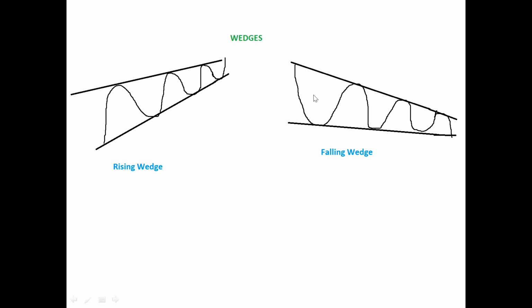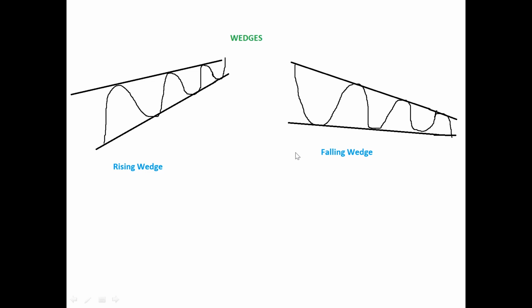Now this falling wedge is normally a bullish signal. When this wedge is formed after an uptrend, it is normally a trend continuation signal. That means the uptrend will continue. When this falling wedge is formed after a downtrend, normally that is a signal of trend reversal. That means the downtrend may now reverse and we may have a potential uptrend. Okay. So that's a falling wedge.